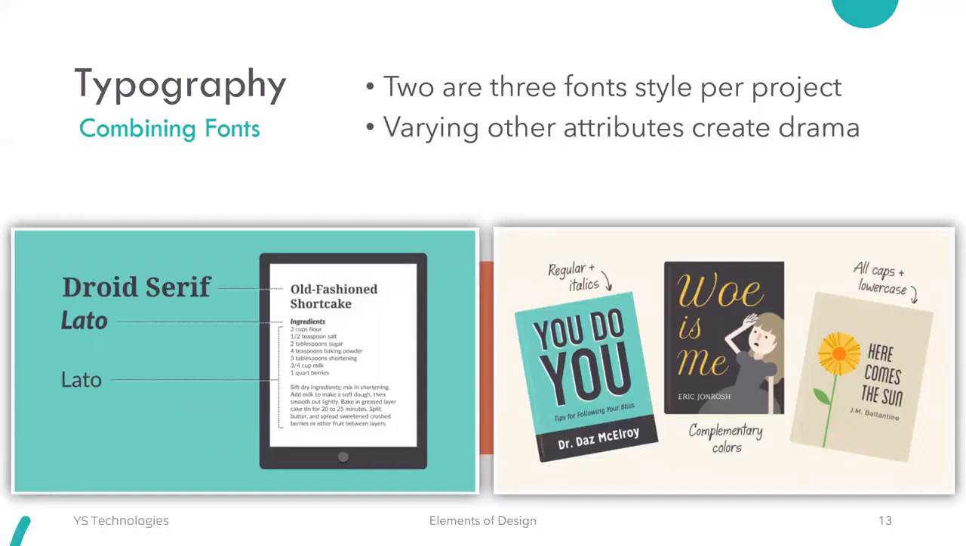The next question is, how many fonts do we use in a project? We use as few as possible. Two or three most times are sufficient. By changing other attributes of the font, we can create interest in the reader.